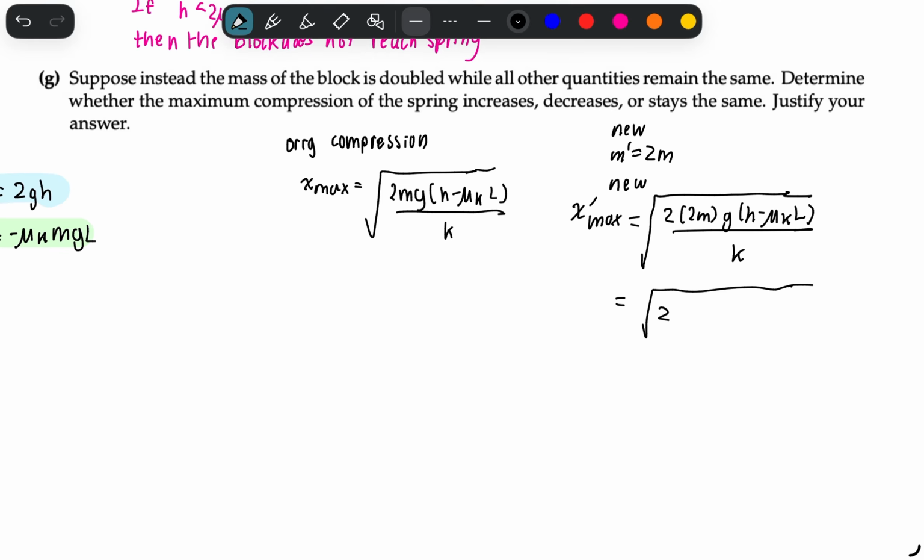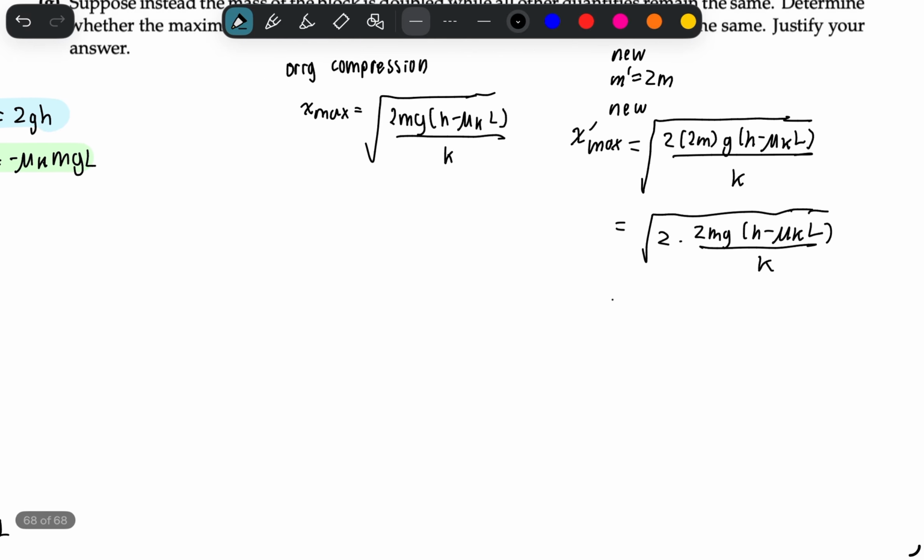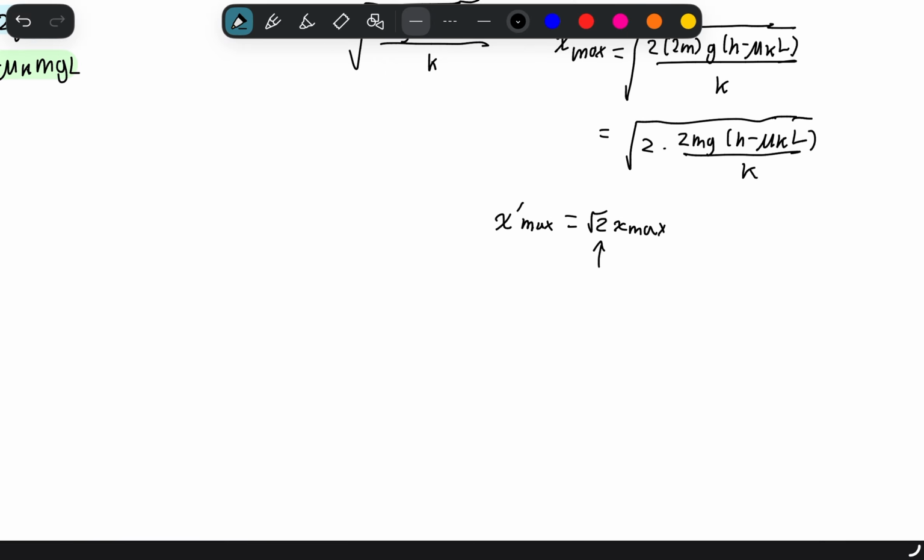So yeah, you just have that 2. And since we had that original, the only difference is that we have a multiplication by the square root of 2. So x prime max is equal to the square root of 2 times x max original. So that means this spring compression increases by this factor.